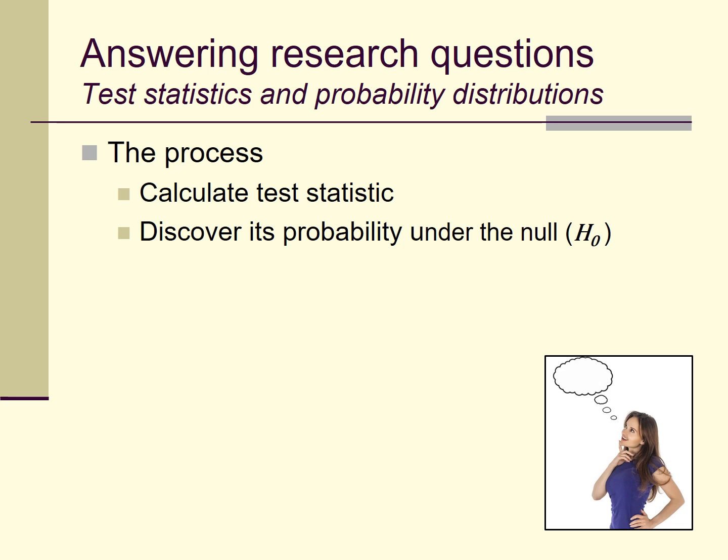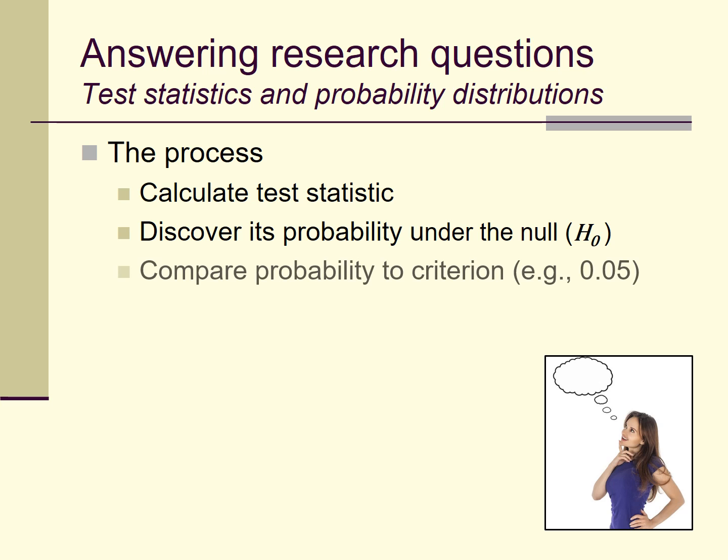Okay, so let's go back to our process. We calculate a test statistic, we discover its probability under the null hypothesis, and we compare that probability to a criterion. Again, it's most commonly 0.05 in a lot of psychology and behavioral sciences.